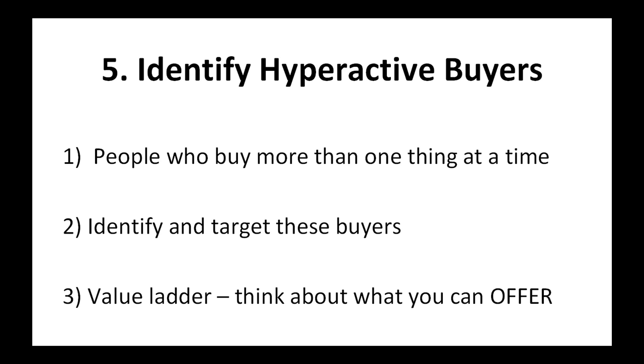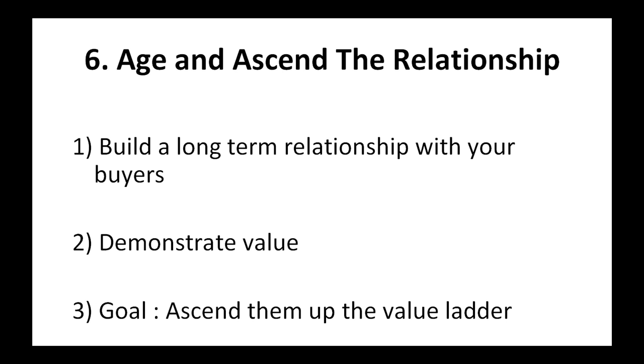You must identify your hyperactive buyers. Know who they are and treat them differently. Increase the chain of upsell. Ascend them through your value ladder. By identifying these kinds of buyers, your sales will definitely skyrocket. In this step, you want to age and ascend your relationship.